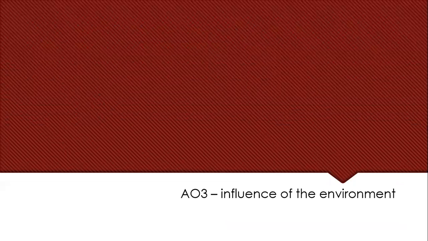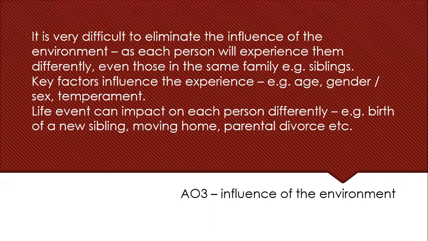Now, let's look at a little bit of AO3, the influence of the environment that we can link in. It is very difficult to eliminate the influence of the environment, as each person will experience it differently, even in the same family. For example, siblings, brothers and sisters. Genetically, you'll be similar, right? You'll have a certain amount of the same genes. However, it's how you experience.